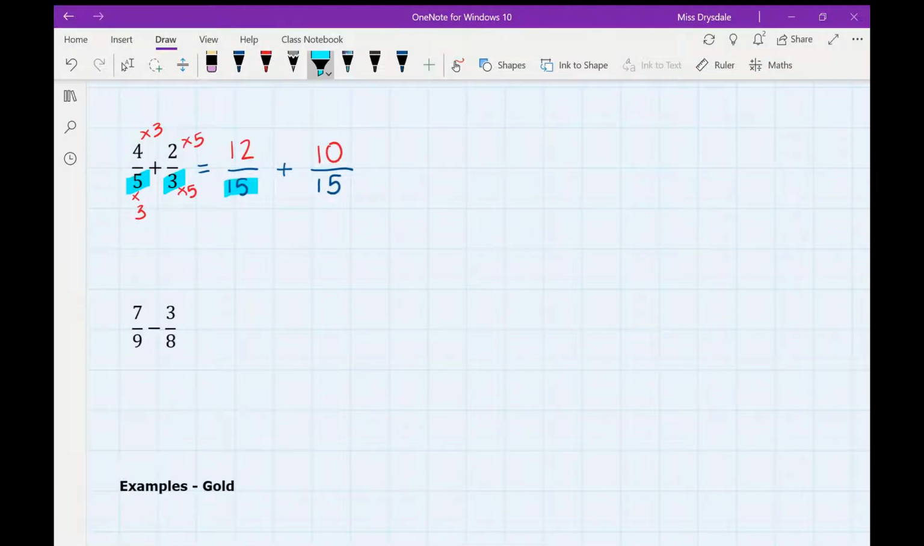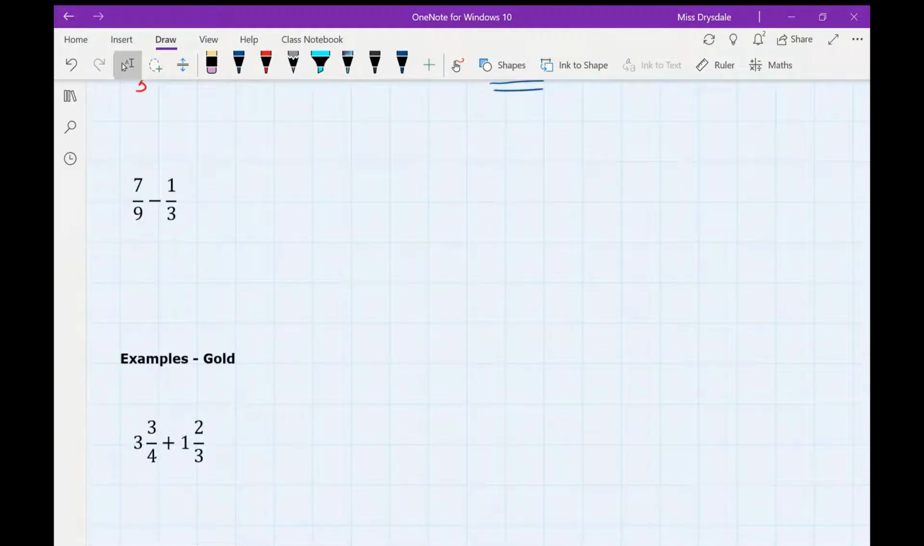Now we have our denominators the same, so we can go ahead and add them together. Your denominator will stay the same, so it's 15 on the bottom, and then on the top, 12 add 10 is 22. Double check, is it fully simplified, or is it an improper fraction, which is, it's top heavy. So we need to change this into a mixed number. So 15 goes into 22 once, so 15 is going to be left on the bottom, and we're going to have 7. So 1 and 7 over 15 is your final answer.